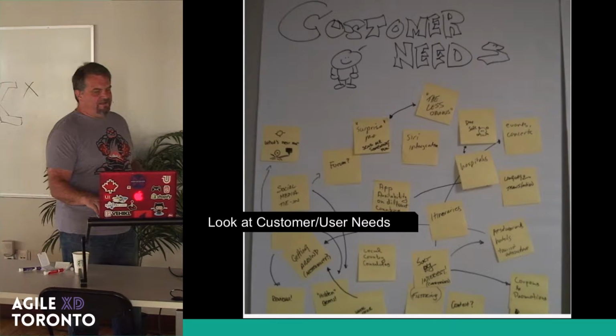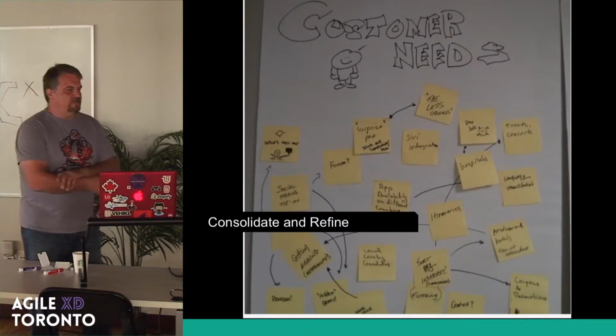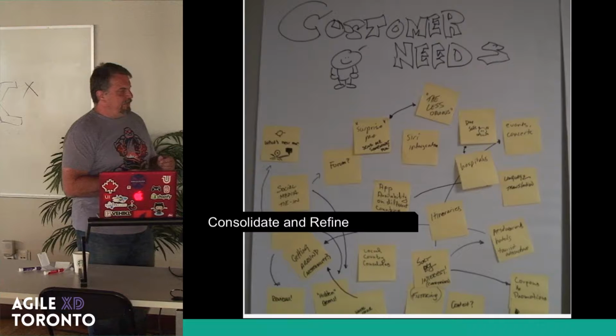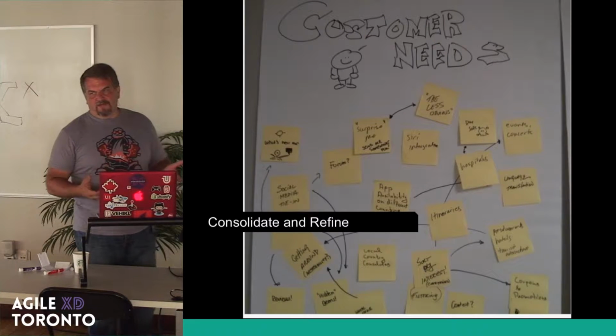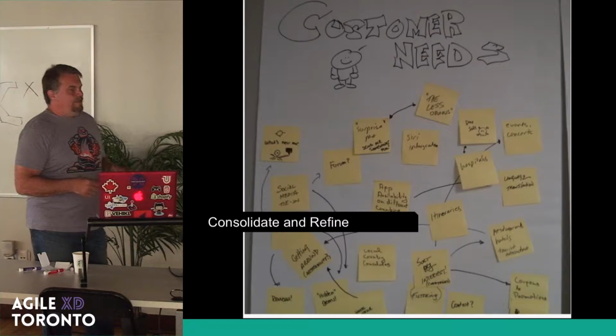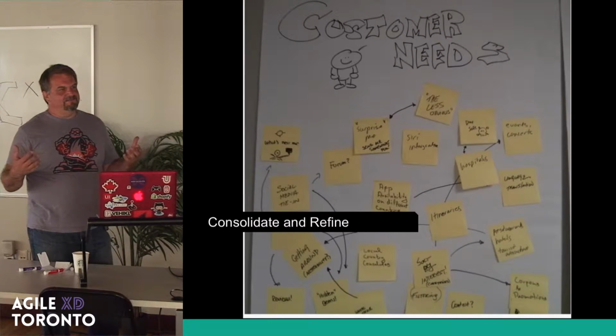And then once you have all of this, you start consolidating and refining the process. So here's where you start thinking about what are things that we can throw out? What are the extreme use cases? And so on. Any questions so far? Yes, no? Everyone's still on board?